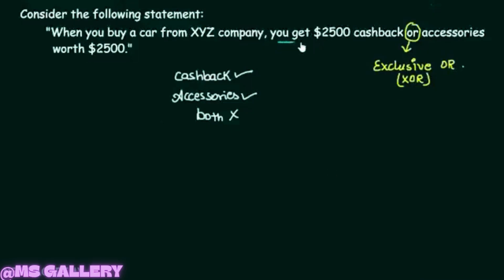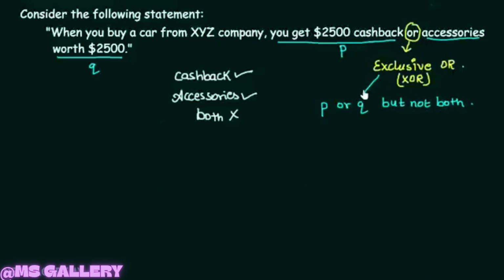Let's say this particular proposition is P and this particular proposition is Q. Exclusive OR simply means that this whole compound proposition will get satisfied when either P will get satisfied or Q will get satisfied, but both cannot be satisfied at the same time. Okay? This is what exclusive OR really means. Exclusive OR excludes the possibility of both.